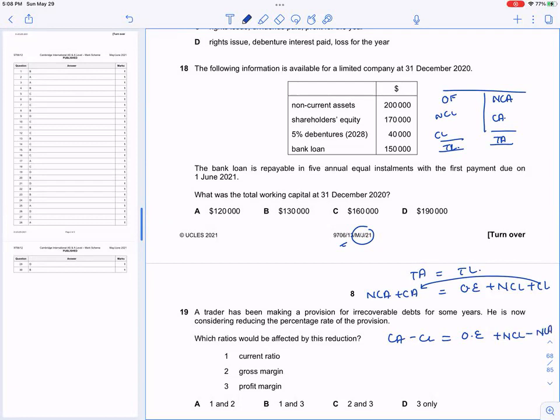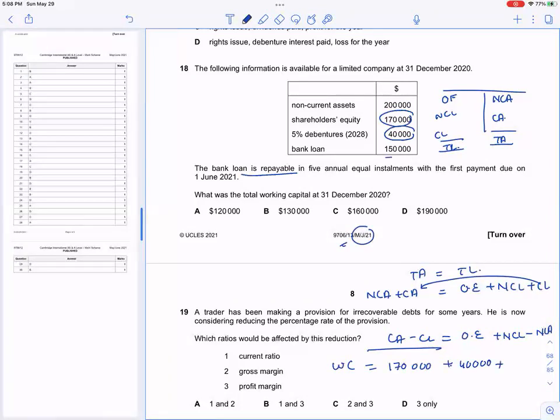Are you with me? Yeah. This is working capital. Current assets minus current liabilities is what? Working capital. What is owner's equity? 170,000. What is non-current liability? From this 40,000, how much are you going to pay? 120 also. No. Bank loan is repayable. You're going to pay 40,000, is the entire non-current liability.